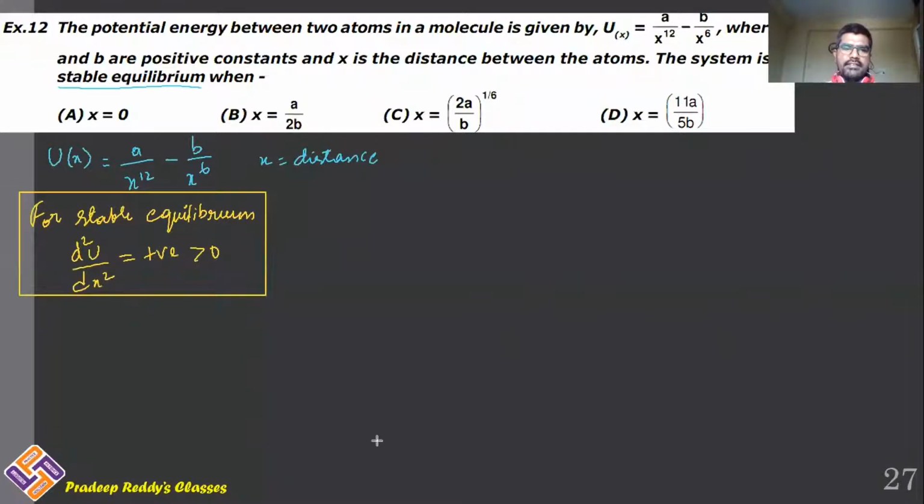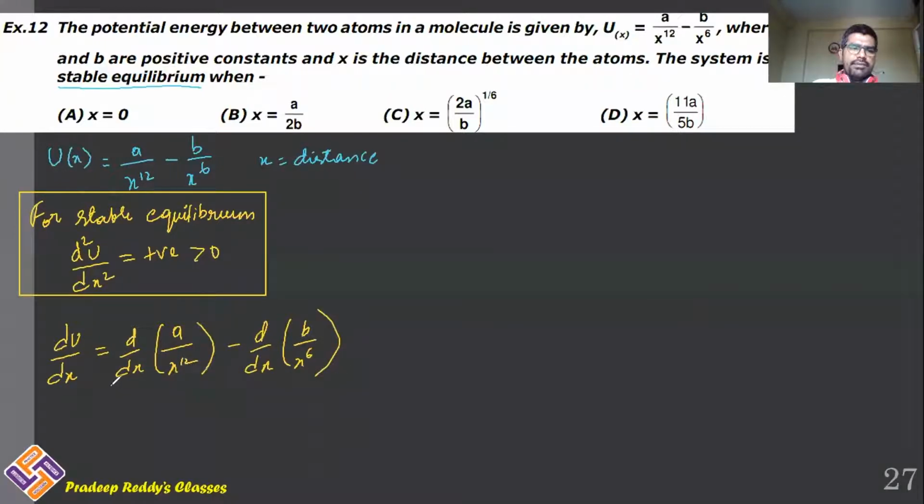Now I want to verify this condition, d square u by dx square, whether it is positive or not. You need to verify this. For that we have the potential energy function. First we will differentiate it with respect to x. Now du divided by dx is equal to d by dx of a by x power 12 minus d by dx of b divided by x power 6. So just differentiating each term.